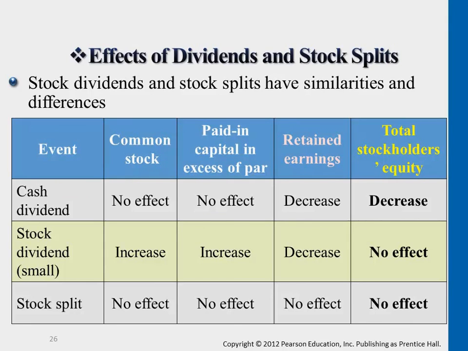Now, stock split is the easiest. It absolutely has no effect toward any dollar amount under the equity section. Okay? So common stock number stays the same, paid-in capital, retained earnings number stays the same, total equity stays the same. Okay, because we're just splitting it for the number of shares. Number of shares is different, total amount is the same.